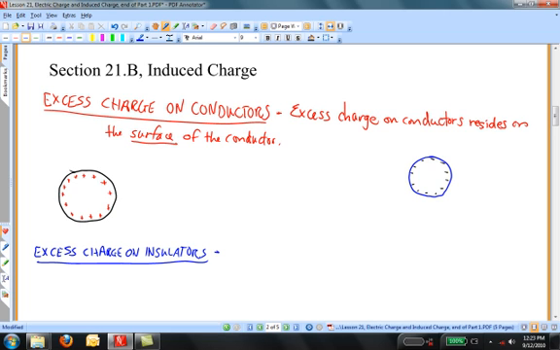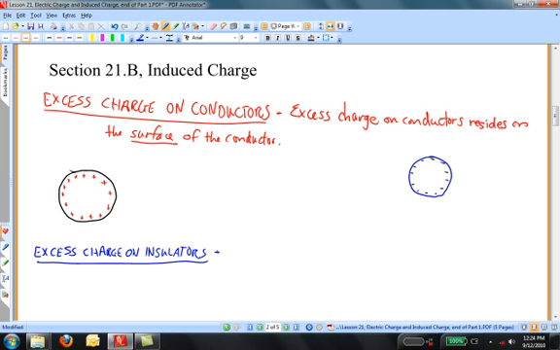So it's possible for one side of the insulator to be charged and another part of the insulator to be neutral, so that the whole insulator will have an excess charge, but the charge is not free to move around on the insulator like it is on the conductor. That's not as easy to depict graphically as the excess charge on a conductor, and so I'm not going to try to do that in a diagram.